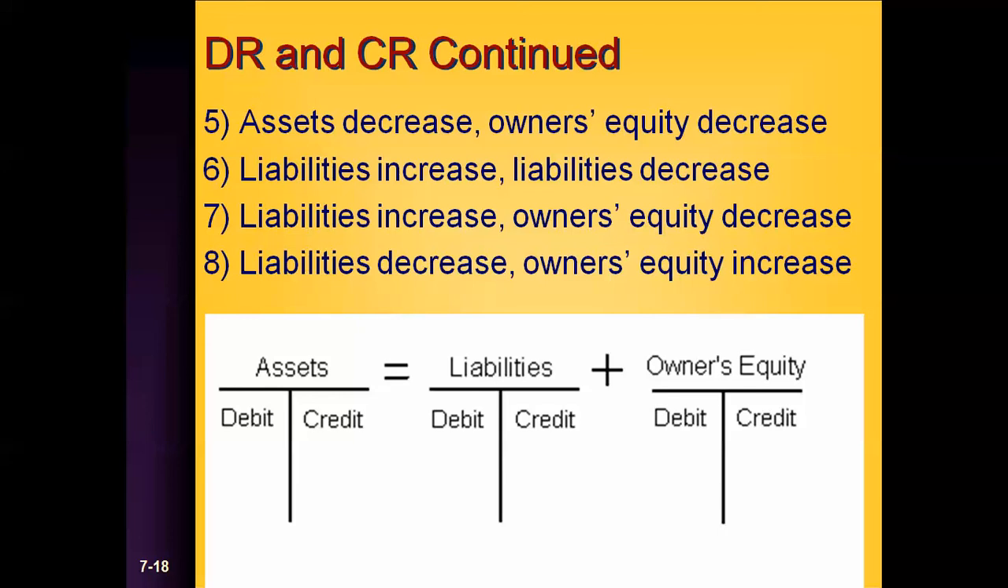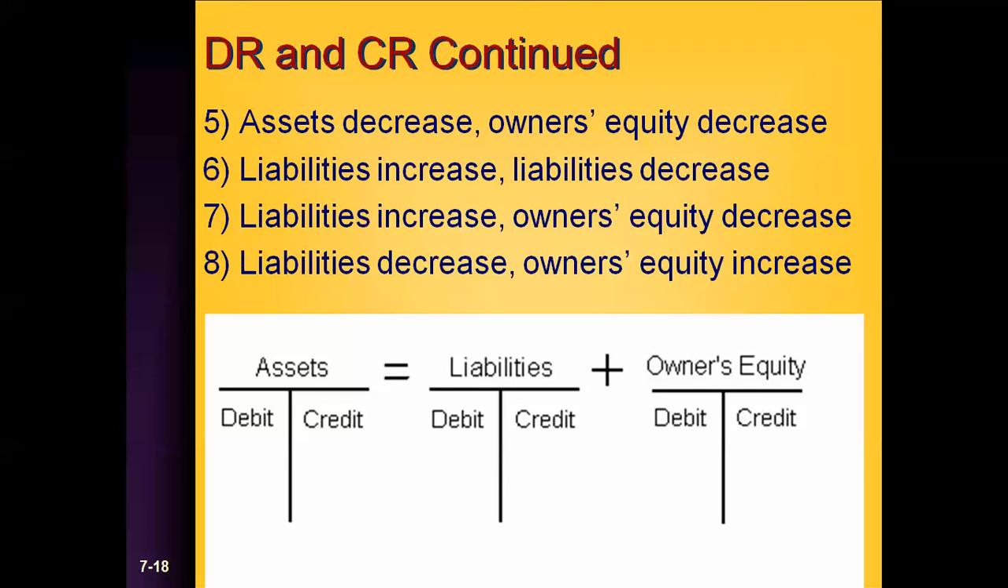Second one, liabilities increase, liabilities decrease. Let's say in this example you have taken out a long-term loan or a long-term note payable, and you use it to pay off several smaller debts, several smaller obligations. This would result in you debiting the accounts payable liability account, but crediting the notes payable liability account.